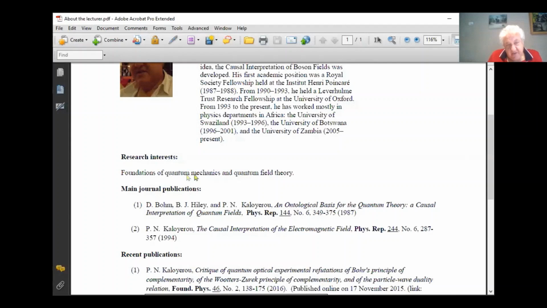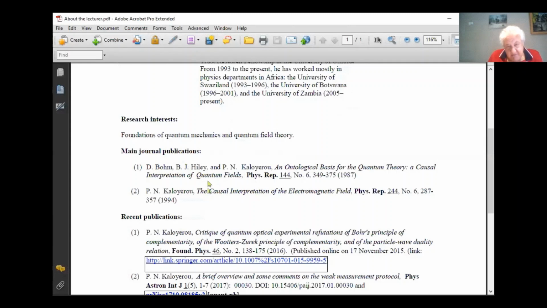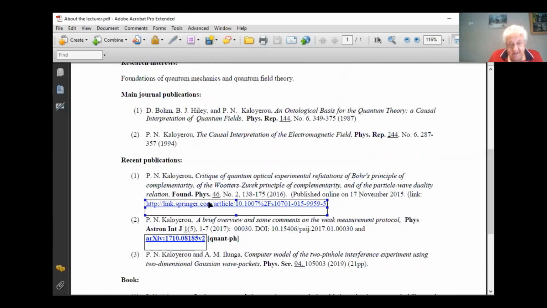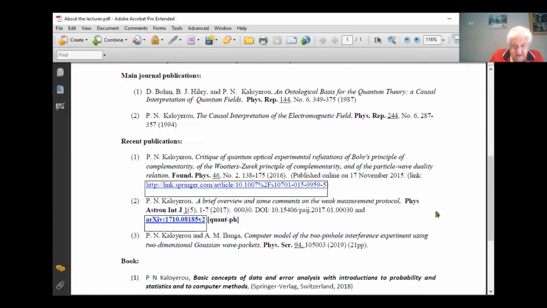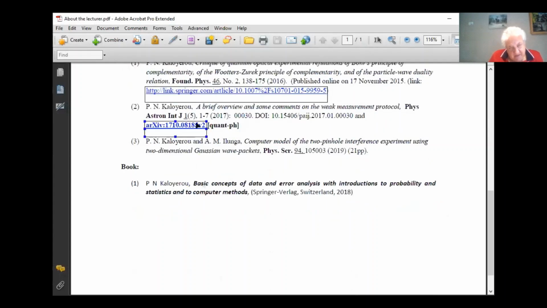My research interests are foundations of quantum mechanics and quantum field theory. These are two of my main publications. These are more recent ones, but the ones that are relevant to you, these are a bit too advanced. But for you that you might be interested in, since you're doing labs, is I wrote a book in 2018 on basic concepts of data and error analysis with introductions to probability and statistics and to computer methods.